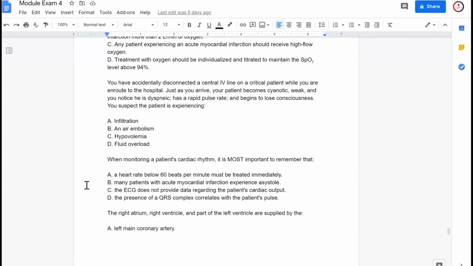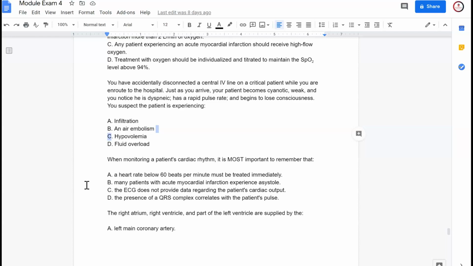Best answer, best medicine. You have accidentally disconnected a central IV line on a critical patient while you're en route to the hospital. As you arrive, patient becomes cyanotic, weak, dyspneic. Rapid pulse, begins to lose consciousness. What have you done? Well, he's not going to be fluid overloaded because you accidentally disconnected it. He's probably not hypovolemic because he's probably not bleeding out everywhere. The line hasn't moved. You've moved the line. It's not infiltrated. The best answer is an air embolism.